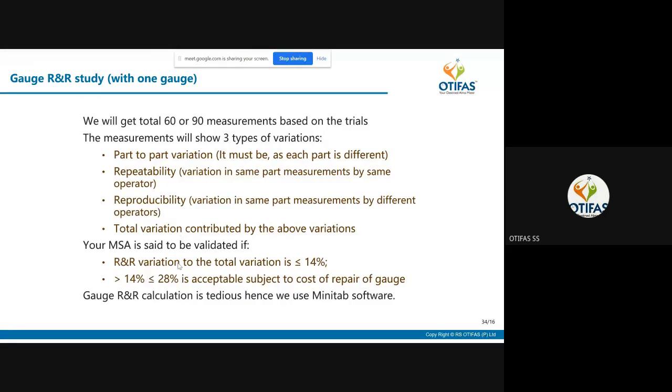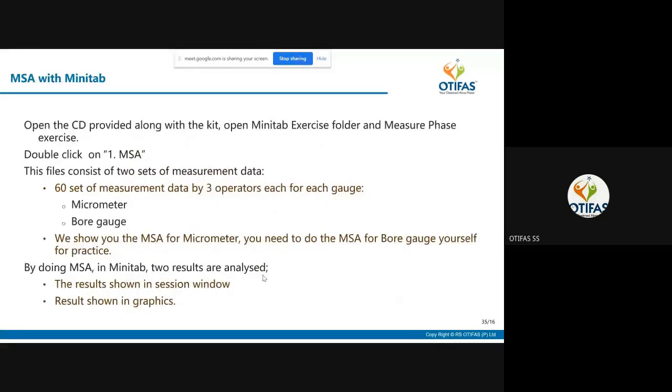Now, how will you analyze it? Earlier, the gauge R&R variation to the total variation had to be less than 14%. Now this is not the condition; you can change it and tag it as 10%. Earlier it was 14%, but now the industry standard is 10%. Your total gauge R&R variation should not be more than 10%. It should be less than 10%. And how will you analyze it?